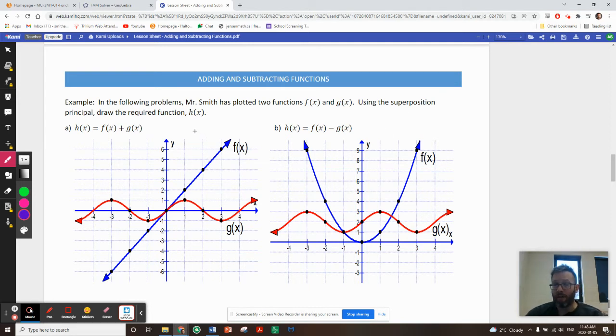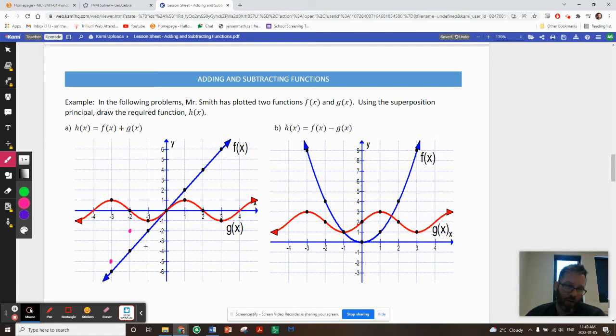So if you want to pause the video and give this one a try, go for it. If you feel more comfortable following along with me, that's okay too. But yeah, this is neat. So here we're adding a linear function with a sinusoidal function. But to get the graph of this function h, no big deal. We just add the ordinates together. -6 plus 1 is -5. -4 plus 0, -2.